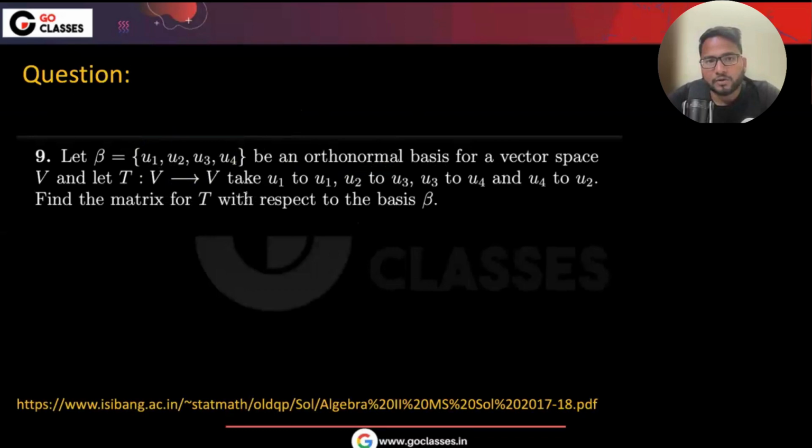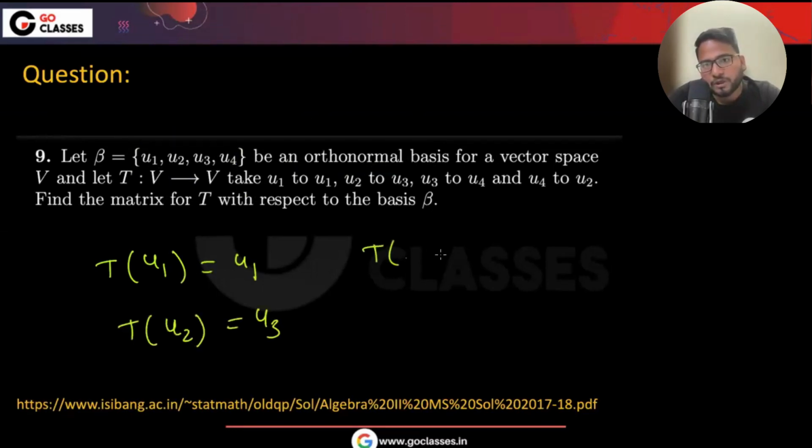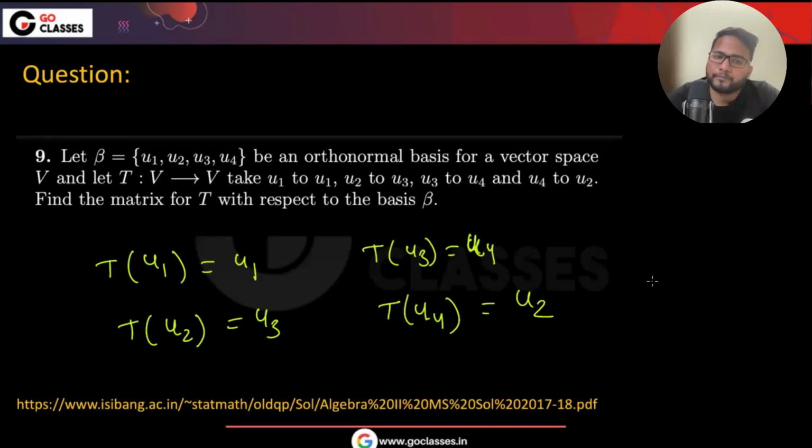Okay. So the transformation is given like this. Transformation of U1, they are saying, is U1 itself. Transformation of U2 is U3. Transformation of U3 is U4. And transformation of U4 is U2. Something like this is given to you. Find the matrix T with respect to this basis B. Is this okay? Will this be difficult? I think this is an easy question.